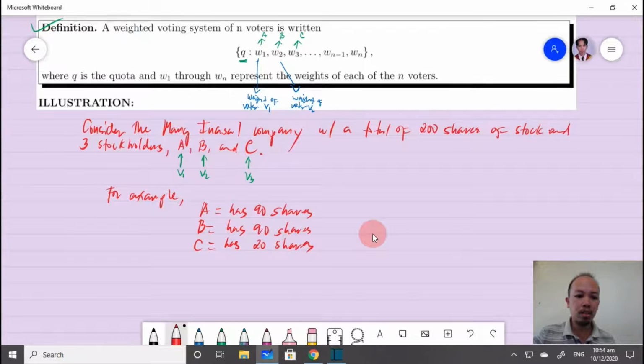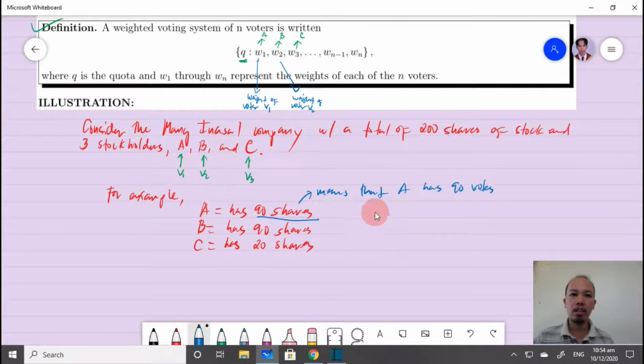So these shares, these 90 shares, mean that A has 90 votes. This stockholder A has 90 votes. The same is true for B. The interpretation of 90 shares is 90 votes for B, and 20 shares means 20 votes for stockholder C.